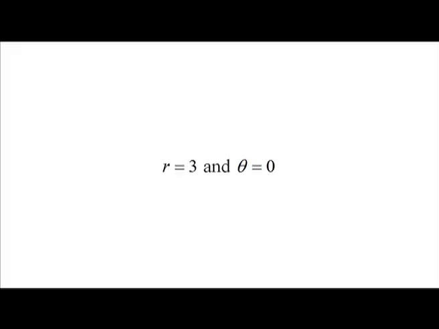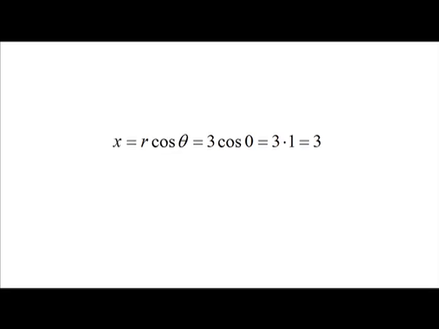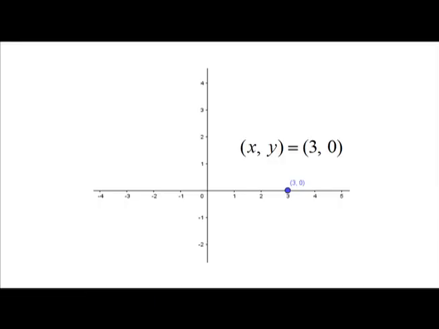Here r is equal to 3 and theta is equal to 0. Hence, x is equal to r cos theta, which is equal to 3 times cos 0, which is equal to 3 times 1 is equal to 3, and y is equal to r sin theta, which is equal to 3 times sin 0, which is equal to 3 times 0, which is equal to 0. So, the Cartesian coordinates are given by (x, y) is equal to (3, 0). The point is shown in the figure.